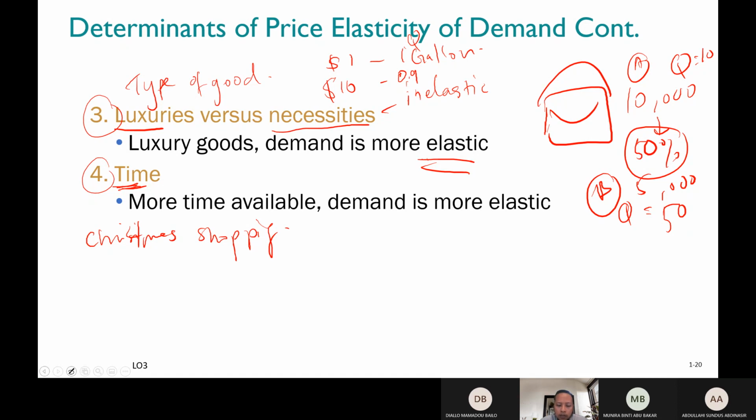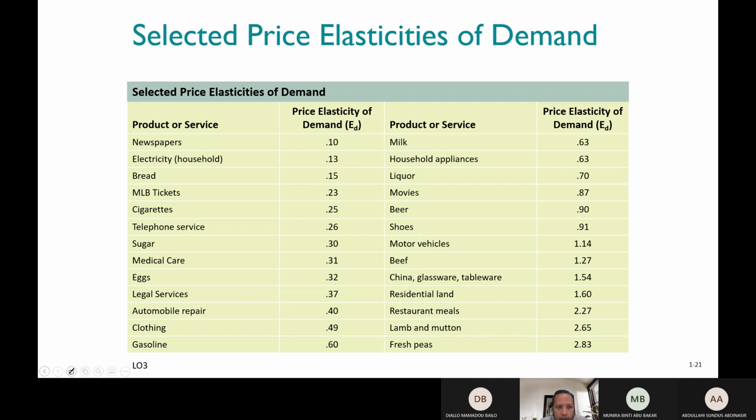There are other factors, but these are the four main factors that determine the price elasticity of demand. If you look at the different goods and services, there are different price elasticities of demand. So for example, you remember elasticity of demand: if it's more than one, it is elastic; if it's less than one, it is inelastic.